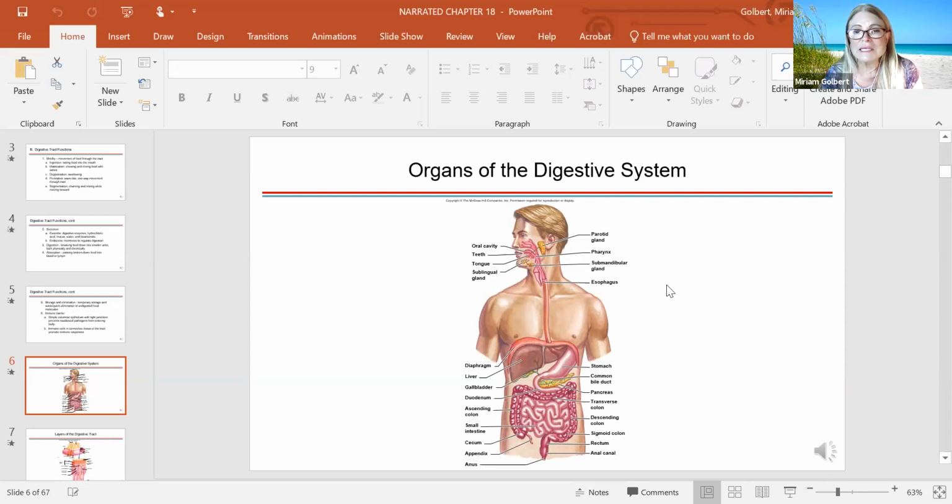B-O-L-U-S. The bolus is the first step before swallowing. So it's when we mix our nutrients with saliva.